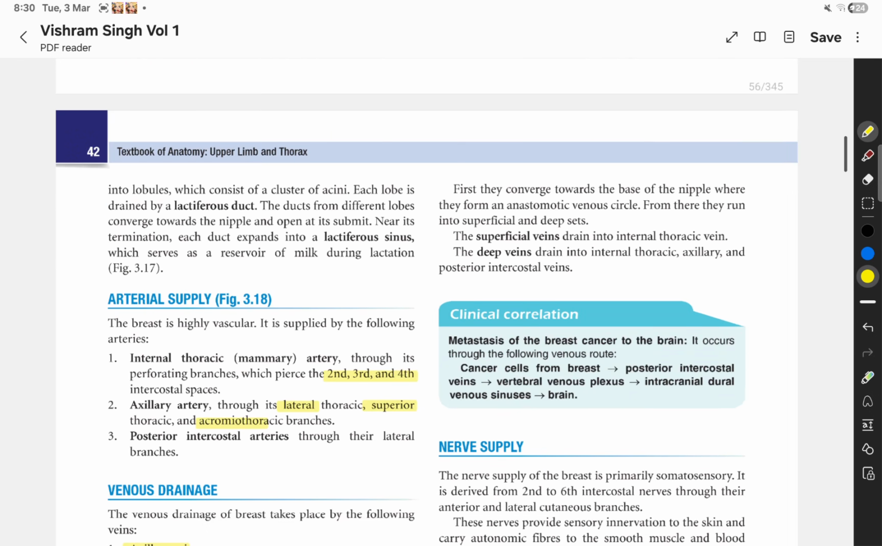Veins follow the artery. First, they converge toward the base of the nipple, where they form an anastomotic venous circle. From there, they run into superficial and deep sets. The superficial veins drain into the thoracic vein, and the deep veins drain into the internal thoracic, axillary, and posterior intercostal veins.